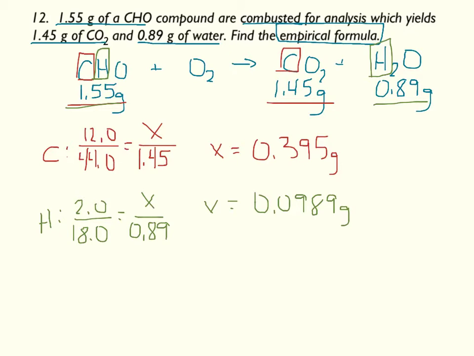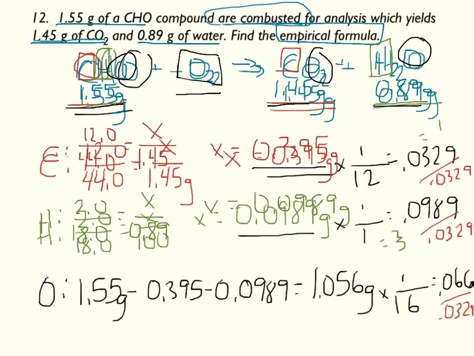So now for the oxygen, that's the trick. Because there's oxygen in CO2, and there's oxygen in H2O, and there's oxygen in the CHO compound, and there's oxygen in the O2, and there's oxygen everywhere. So how much oxygen came from the CO2, and how much oxygen came from the H2O, but even after you know that, what of that came from the original CHO compound, and what came from O2? Well, you know that this CHO compound weighs a total of 1.55 grams, and 0.395 of it is carbon, and 0.0989 grams of it is hydrogen. So whatever's left has got to be oxygen.